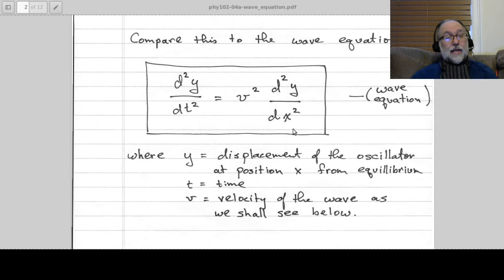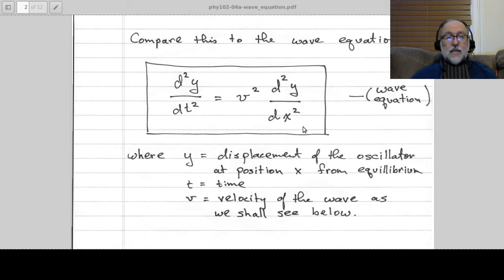And then in addition to that, there's a constant here. If I were really doing a derivation from first principles, you wouldn't know that this is actually the velocity squared. That would come out of the analysis, but it turns out that that's what it is. The constant of proportionality between the acceleration on the left-hand side and the curvature on the right-hand side is the velocity squared. And we will see that coming out below.